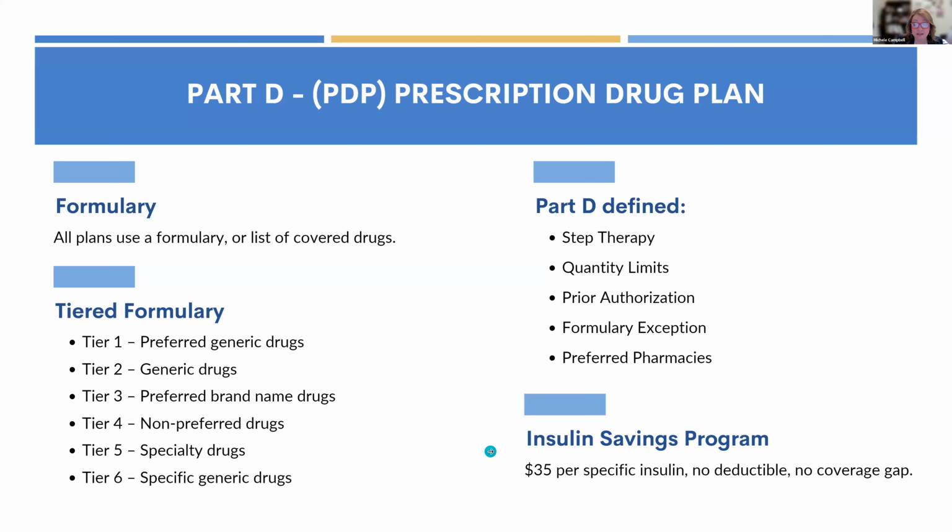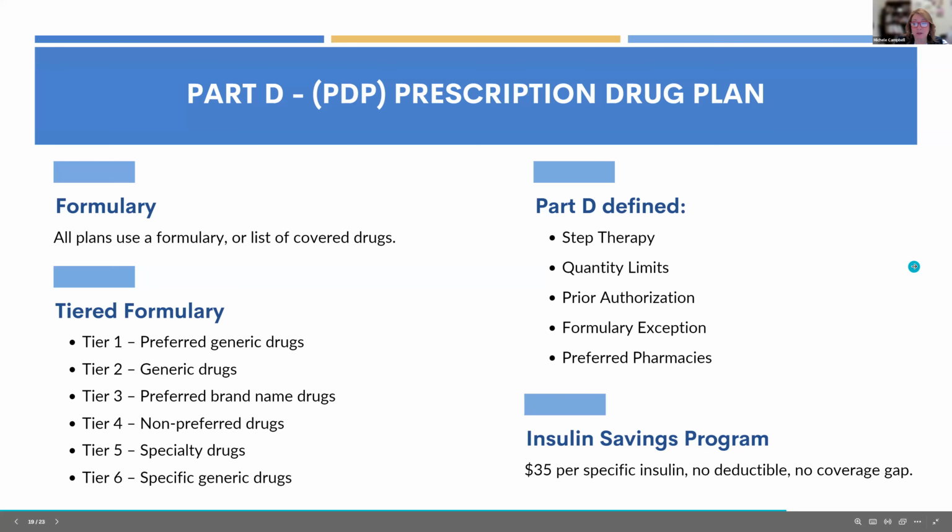Then we have this insulin savings program that started a couple years ago. It's really great. Insulins used to be very expensive, and now a lot of them are only $35. The deductible doesn't apply. It doesn't hit the coverage gap or the donut hole, which we're going to talk about in a minute. So it's really a great thing. So people are saving tons of money now with this program.